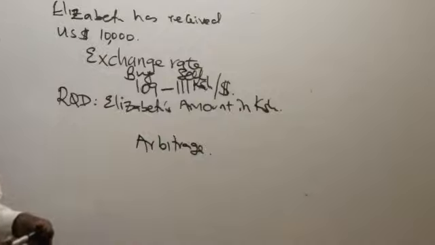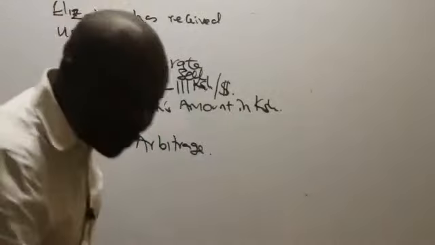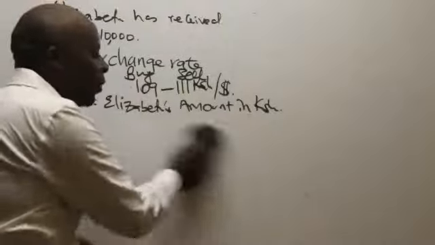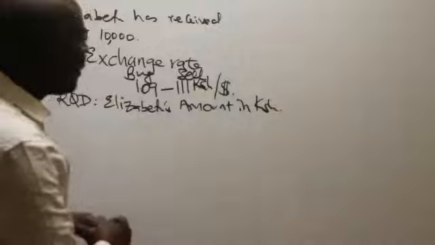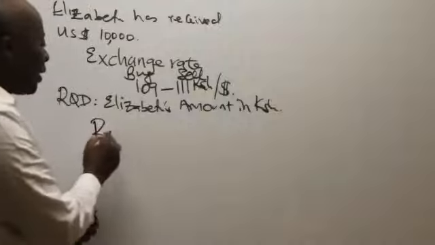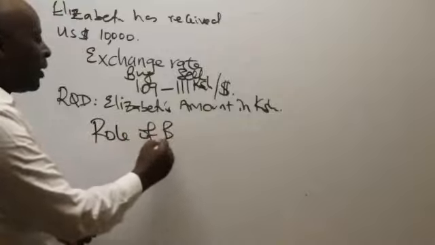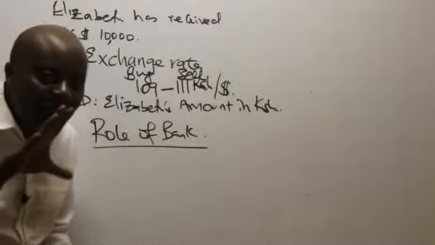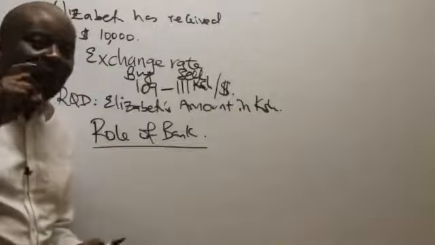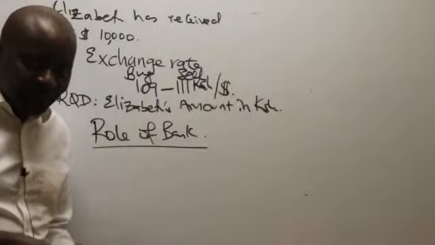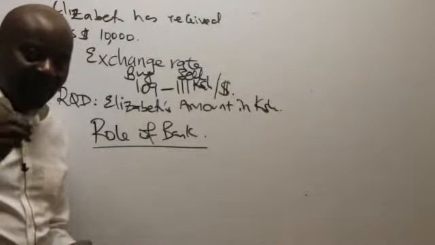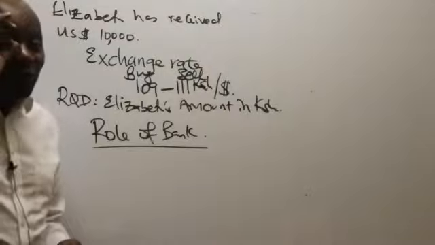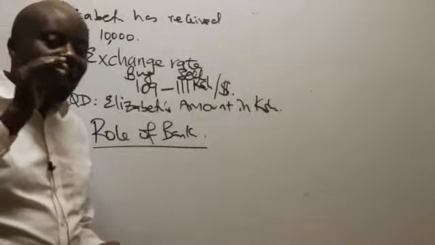So in this case, ladies and gentlemen, having ascertained the buy and the sell rate, it will be very wise of you to come and give us what we call the role of the bank. Which role? Because, you know, a bank is the medium of exchange. So remember, all foreign currency transactions are viewed from the perspective of the bank.